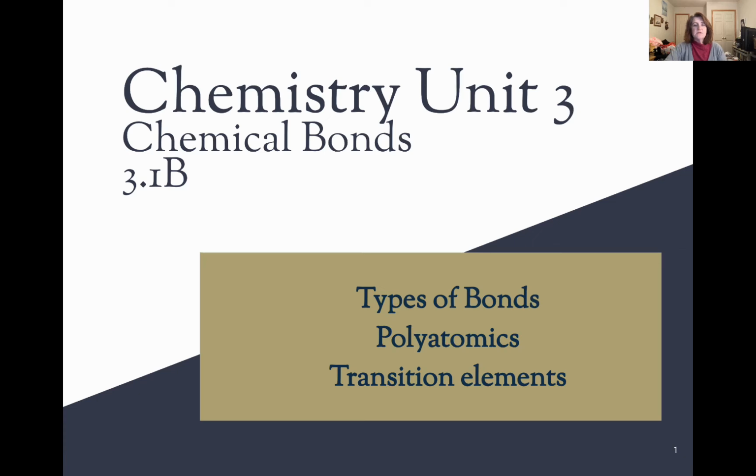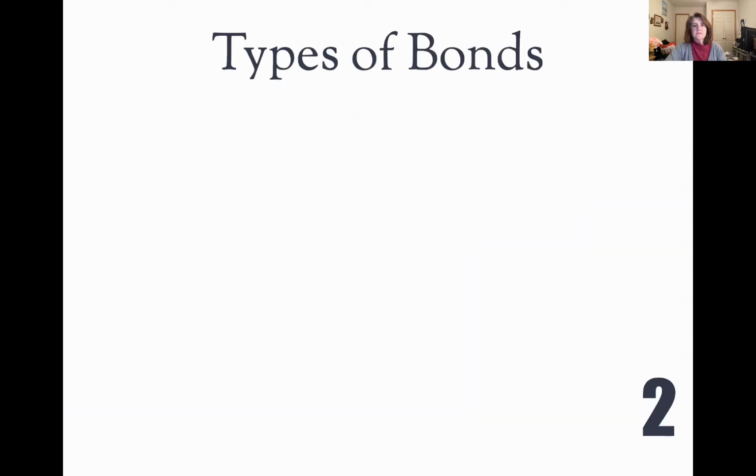Hi, welcome to Chemistry Unit 3, 3.1b on chemical bonds. Today we're talking about the types of bonds, polyatomics, and transition elements.